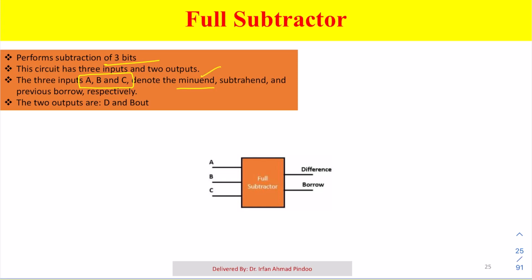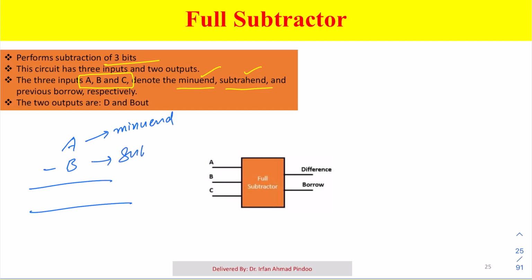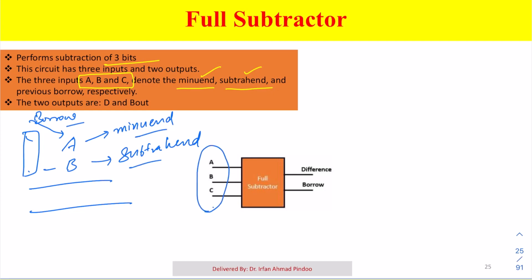There is a terminology that we follow in subtractors. The first number from which you are subtracting is called the minuend, and the number that is being subtracted is called the subtrahend. For example, in an A minus B operation, A is called the minuend and B is called the subtrahend. While subtracting, there might also be a borrow coming from the preceding column, so that is the third input. So these three are the inputs, and once we do the operation, there can be a borrow as well as a difference.